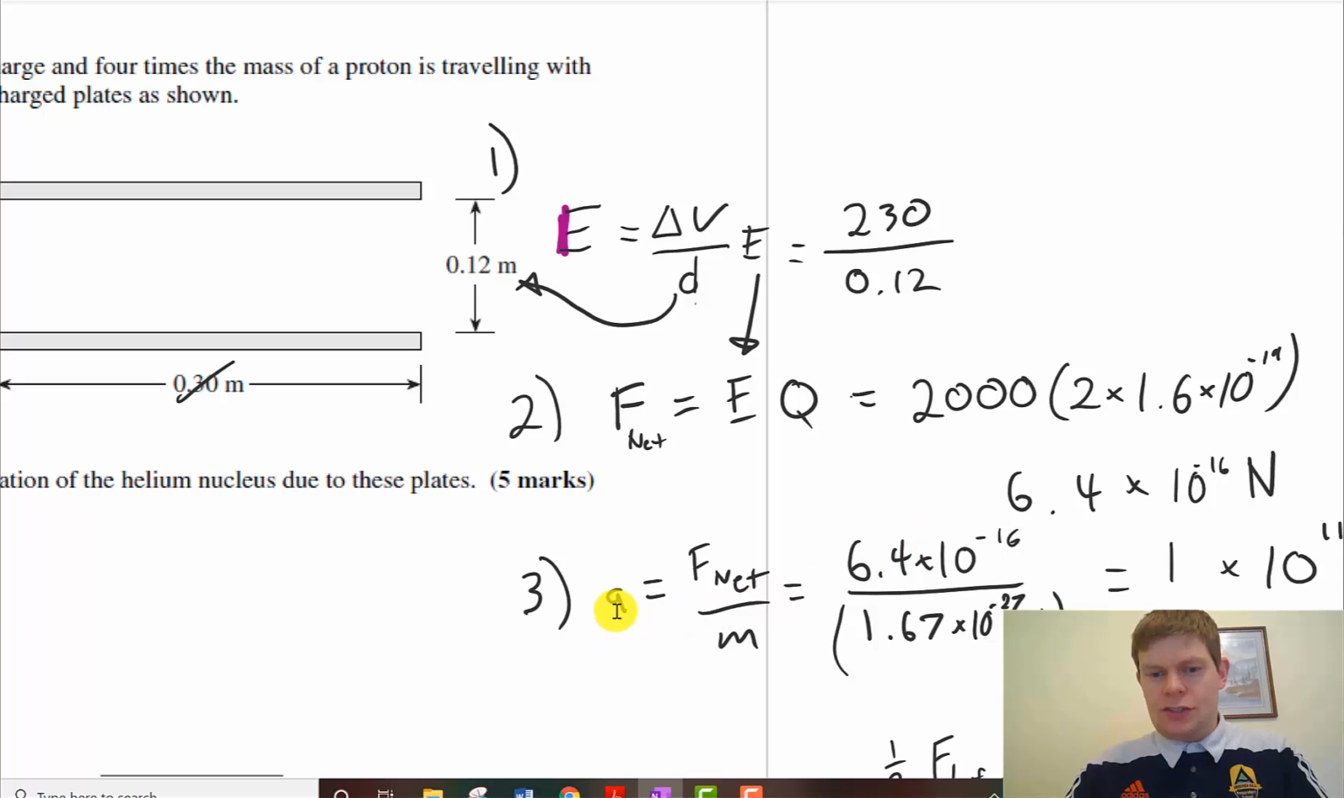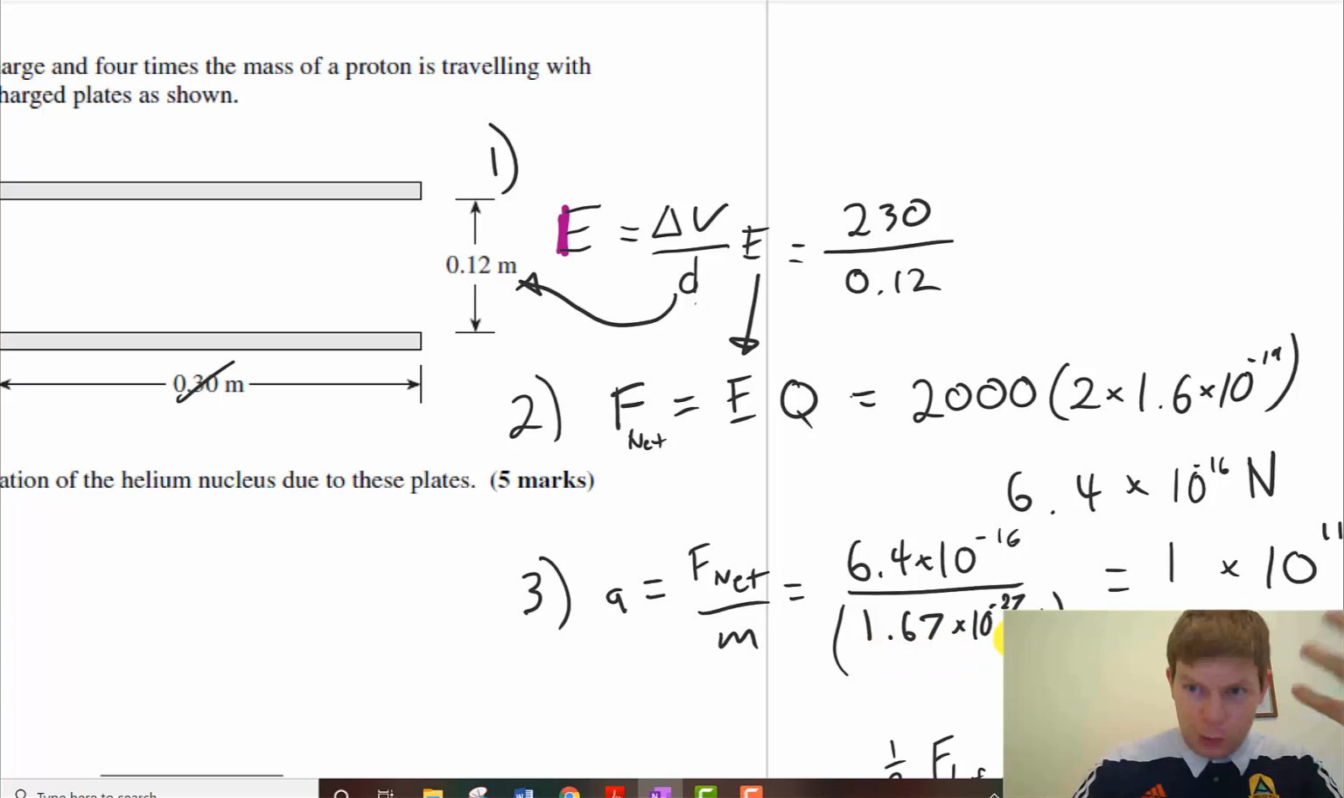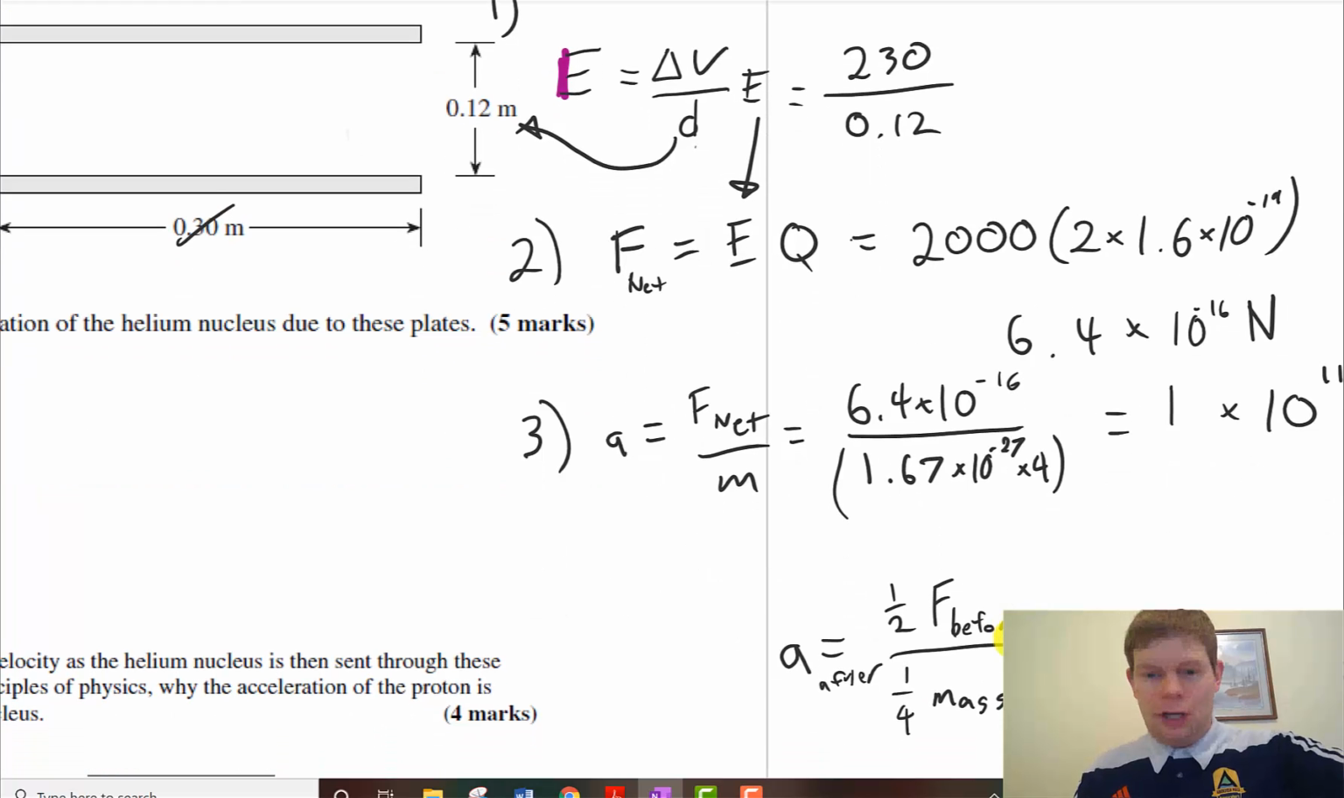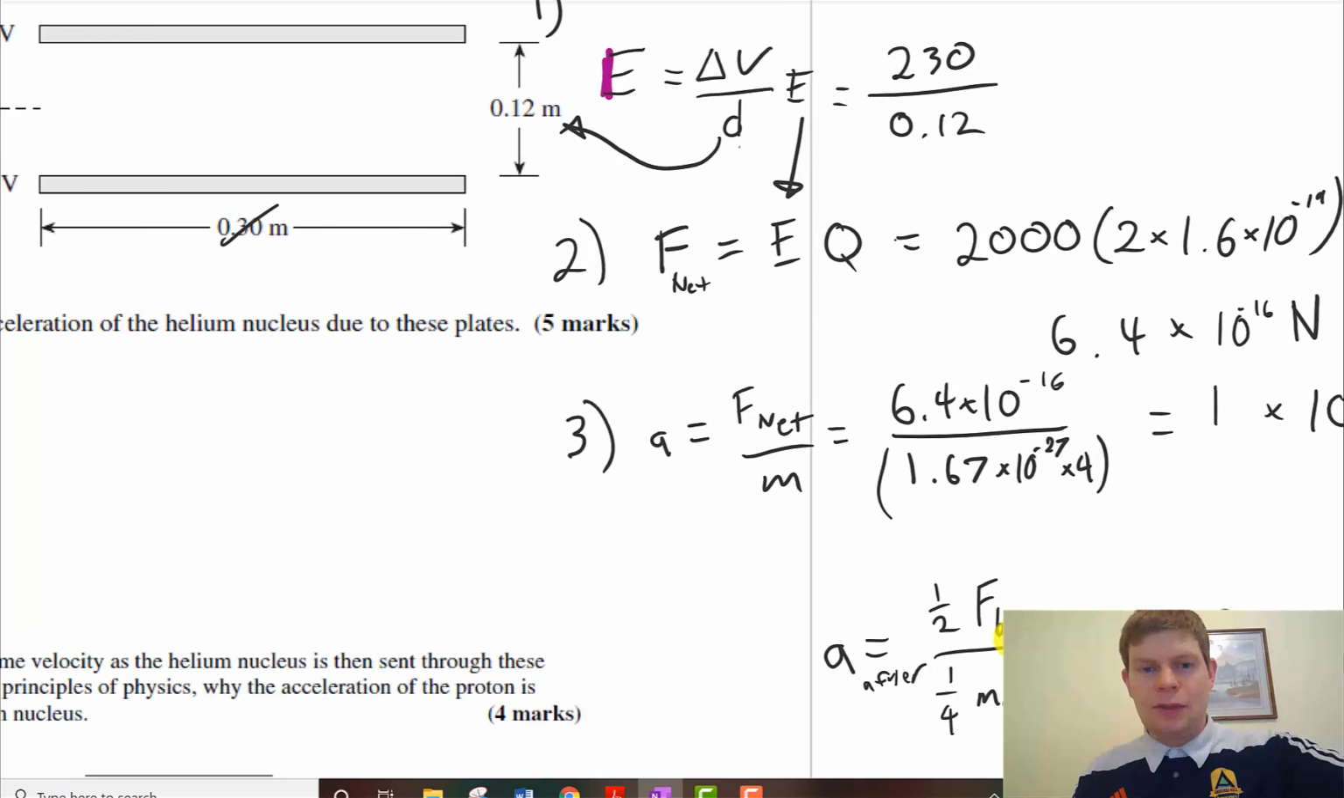And then our acceleration is just F net divided by m. So we get our net force divided by our mass, which is a little tricky. I just use the mass of a proton times 4 because the mass of a proton is effectively the same as the mass of a neutron, a difference of 1.67 and 1.68. Alternatively, you could say 2 times 1.67 times 10 to the negative 27 plus 2 times 1.68 times 10 to the negative 27. But the difference is very minor and I don't care. And that's it. That's how you solve that guy.